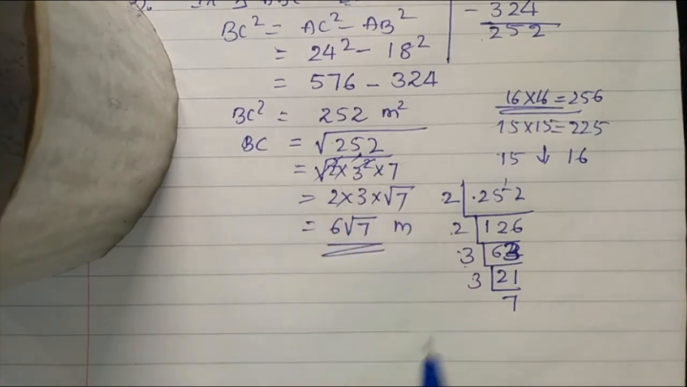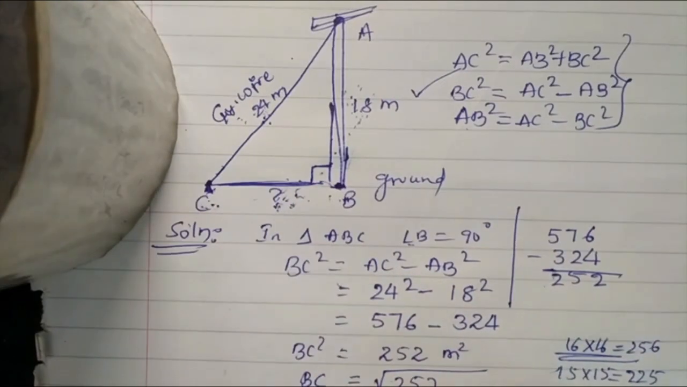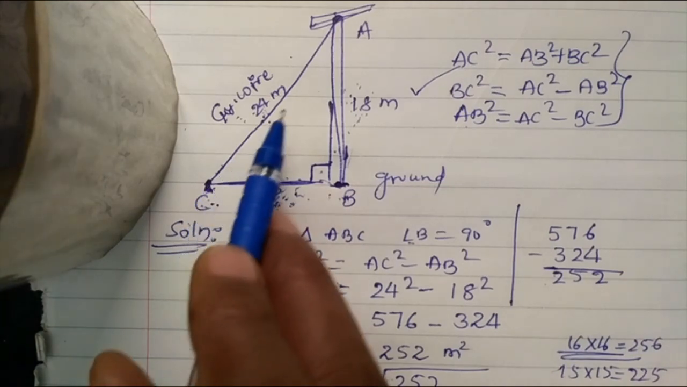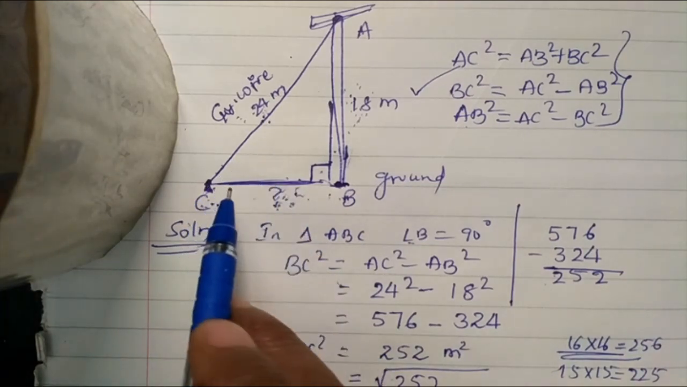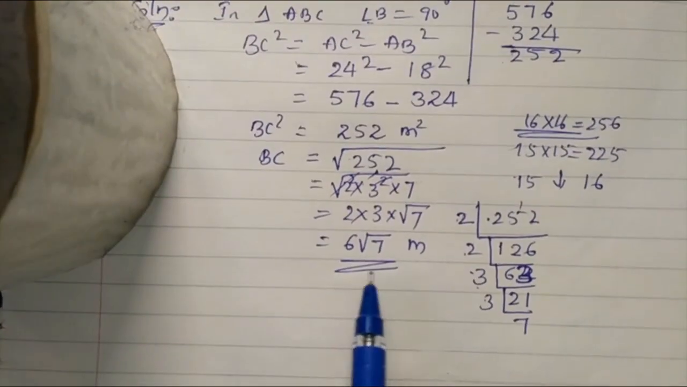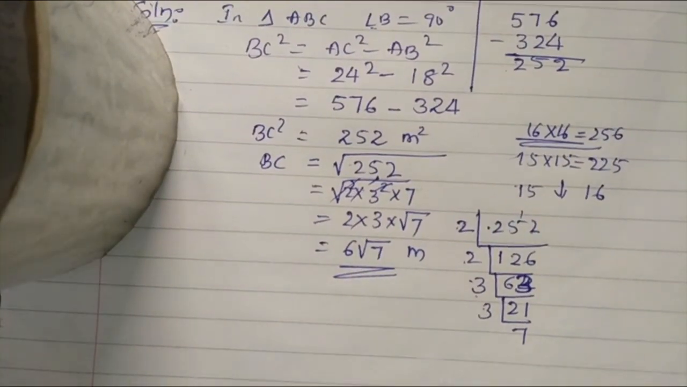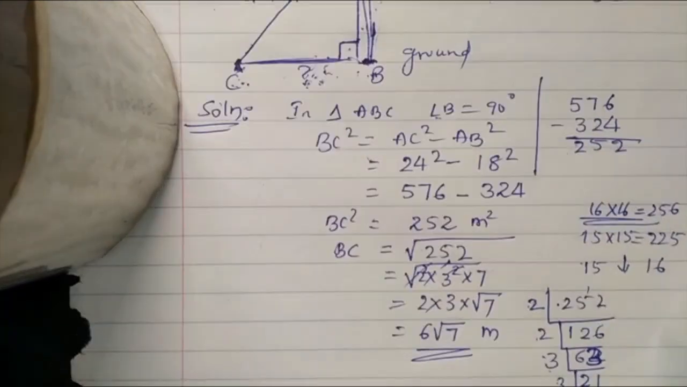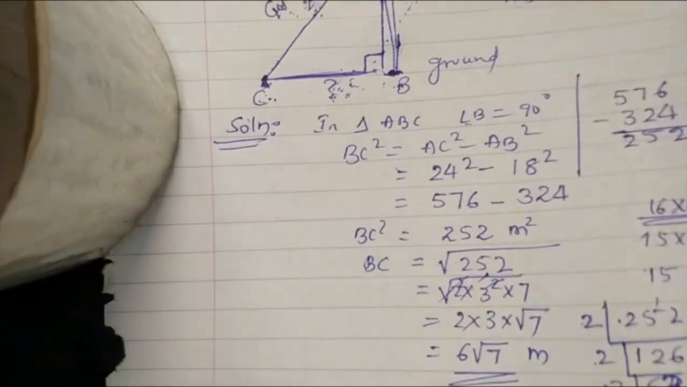All are in meters, so 6 root 7 meters is the distance between the base of the pole and the point where the guy wire is driven into the ground. In this way, some application problems are solved easily using the Pythagoras theorem.